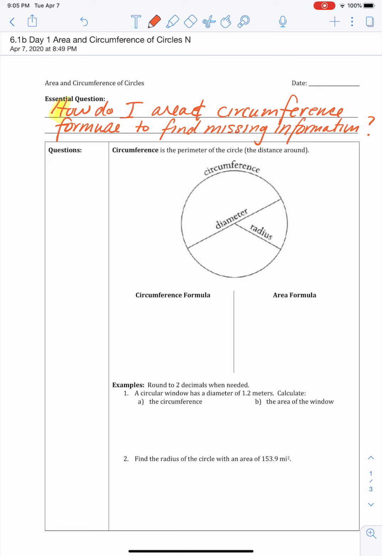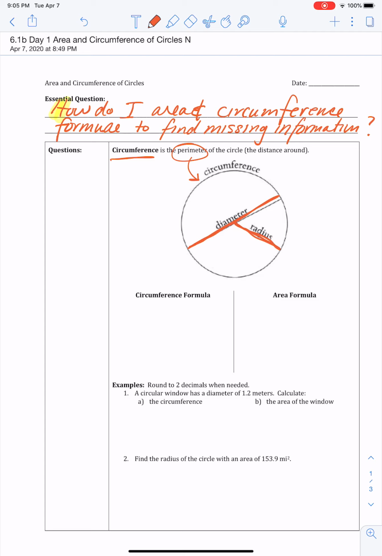So the vocabulary that we see here: circumference, that's the perimeter. That means like a fence around something. We talked about the diameter, a chord that goes through the center of the circle, a radius, which is from the center of the circle to some point on the circle. The circumference, again, being the distance around a circle. Those are all things that we talked about in our last unit.